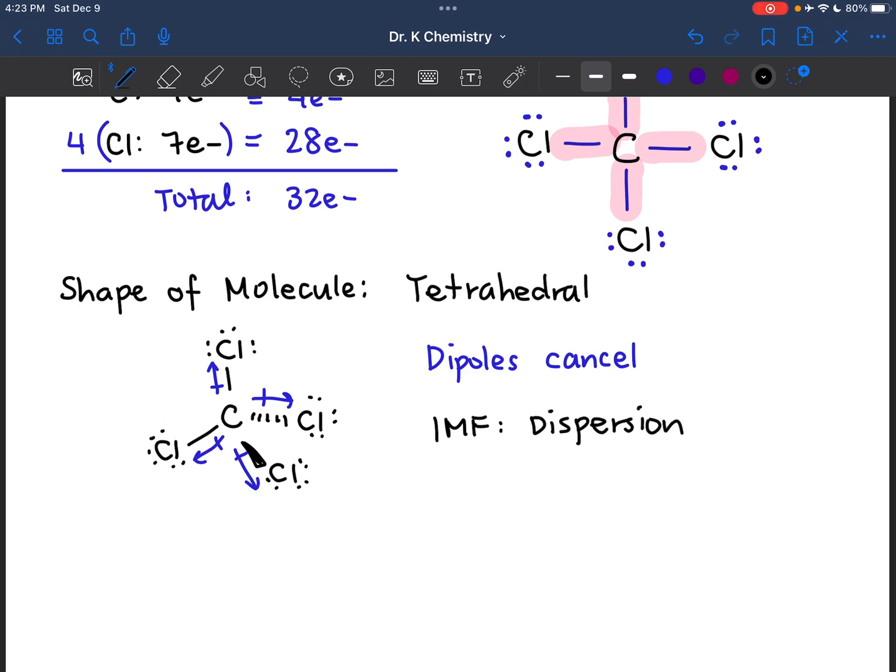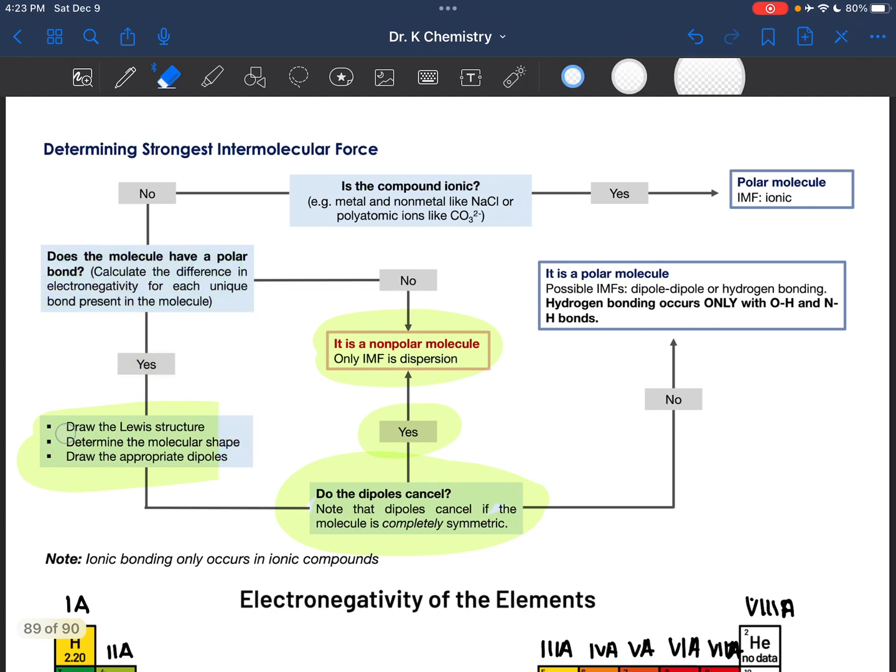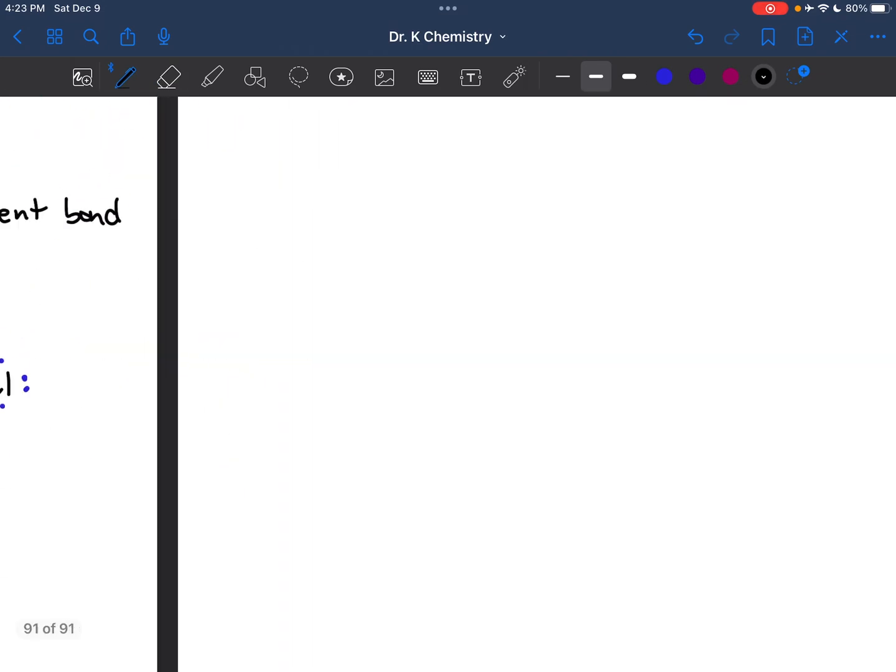So you can see how things get considerably more complex once you have a polar bond and you have to figure out what's going on with the rest of the molecule. So polar bond does not necessarily mean that the molecule overall is polar. Okay, let's try another one.